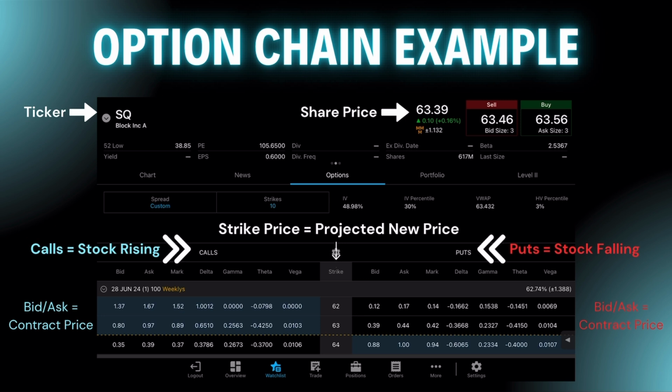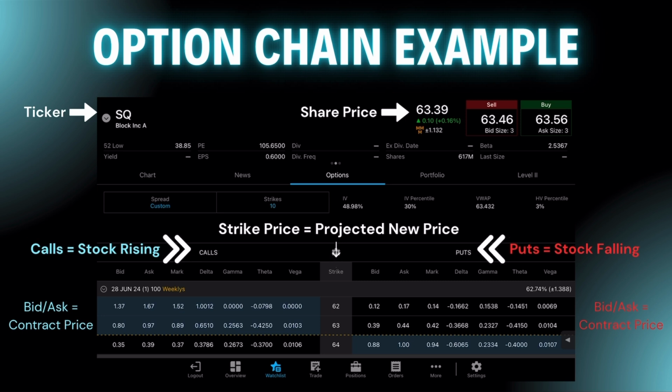Underneath that, you see that green little arrow pointing up, and it's a 0.10, and it also has that plus 0.16%. That's going to tell you that the stock is in an uptrend based upon the fact that it's up about 0.16%, okay? And then on the right, you see the sell and the buy, that red and that green. That's going to be the bid size, and then, of course, the ask. Simple and plain, okay? All right, so let's go ahead and take a look at what we see in the middle of the screen under options.